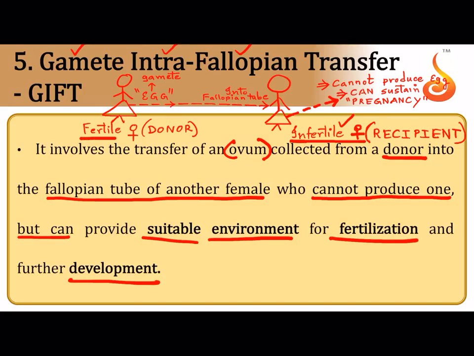Did you understand? So fertile donor to infertile recipient, you are not transferring the zygote or the embryo, you are only transferring the egg. That's why it is called gamete intrafallopian transfer. And where are you transferring the egg? Into the fallopian tube of the infertile recipient. Clear?